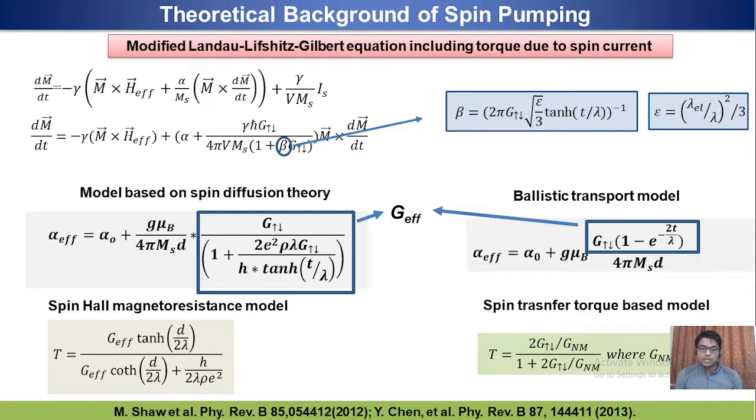which is a parameter that determines the effectiveness of an interface or overall material, we have used two models to calculate this parameter. One is the spin Hall magnetoresistance model, another is the spin transfer torque based model. The spin Hall magnetoresistance model takes into consideration the spin backflow, whereas the spin transfer torque based model does not take into consideration the spin backflow.